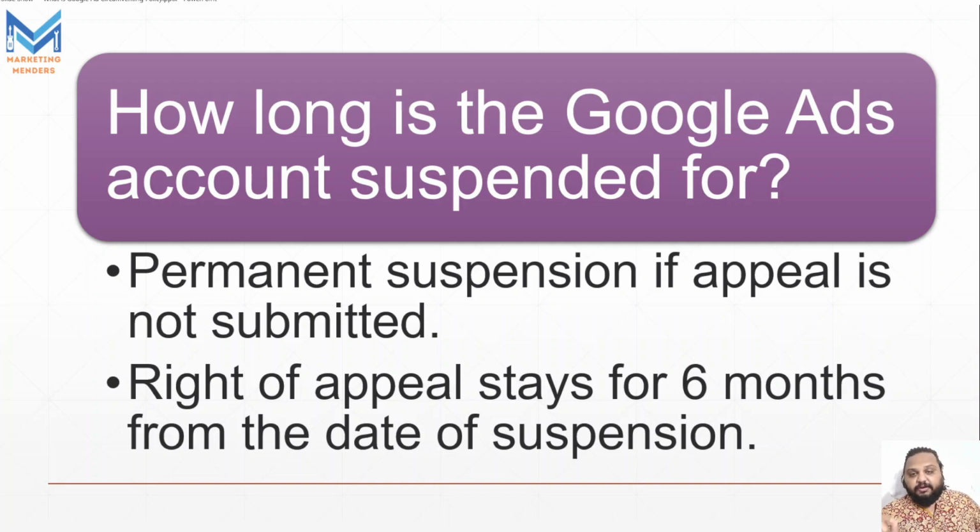Then your right of appeal: once your account has violated any policy, knowingly or unknowingly, you will get that appeal option for the next 6 months. If you don't take any action for the next 6 months, after that, that appeal option will be removed from your account and your account will be considered a permanently suspended account.